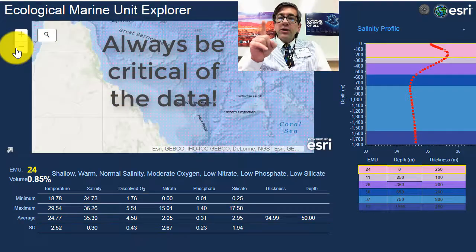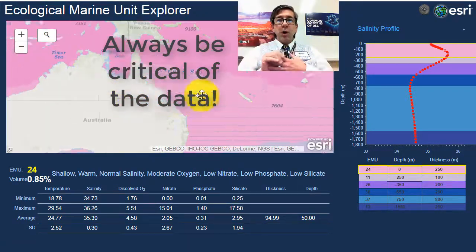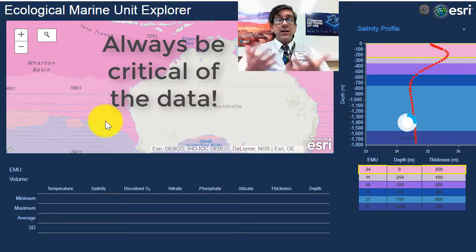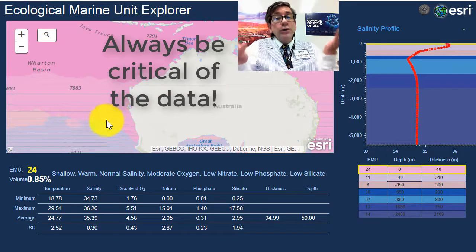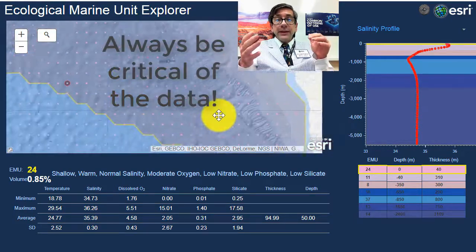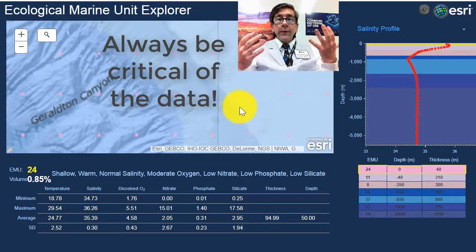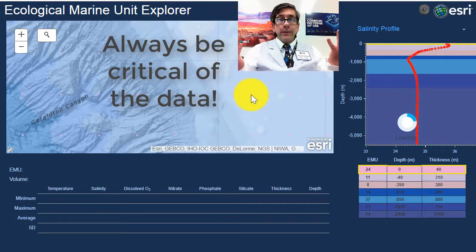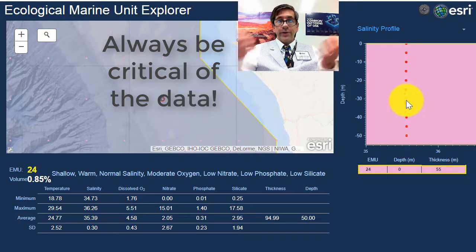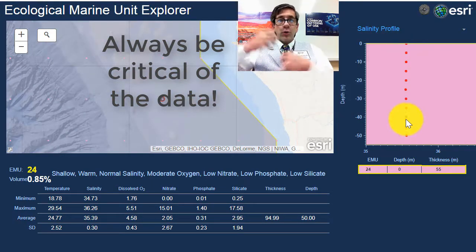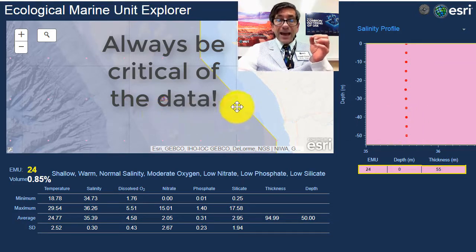Now, always be critical of the data. That's a theme that runs throughout this spatial technology module. Now, EMUs, ecological marine units, being a wonderful data set, are still no exception. You still need to be critical of it. Keeping with our theme of being critical of the data, there is no water quality measurement buoy or set of ships at every square meter on the surface of the ocean with a tether extending down to the ocean floor. It just doesn't exist. Rather, the data are sampled as follows.